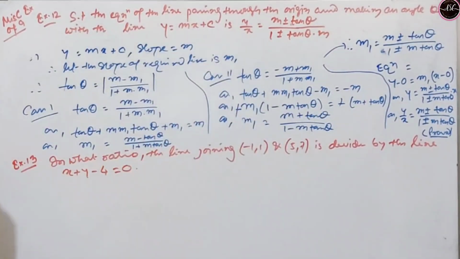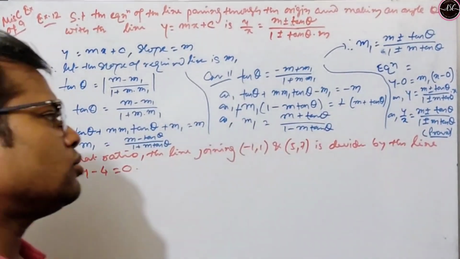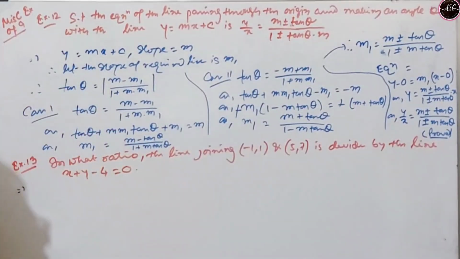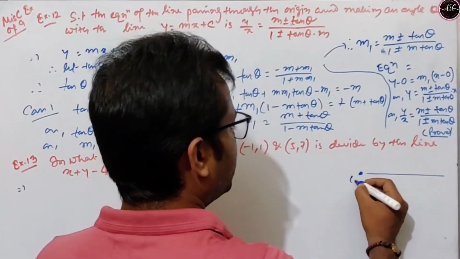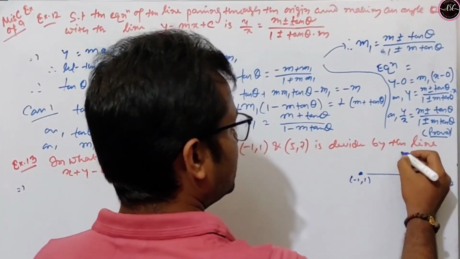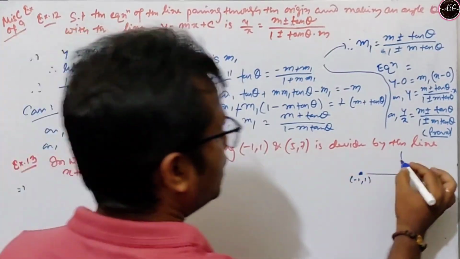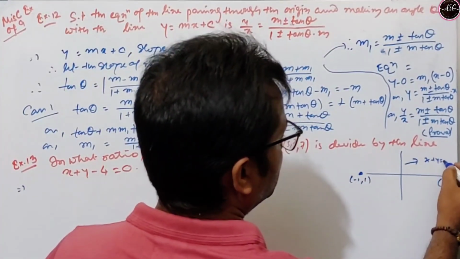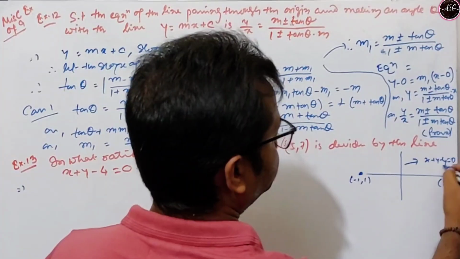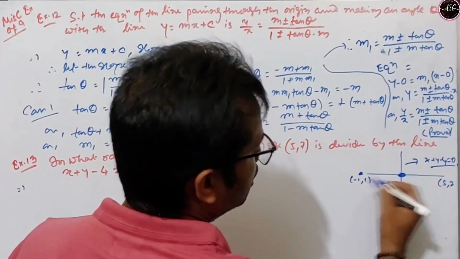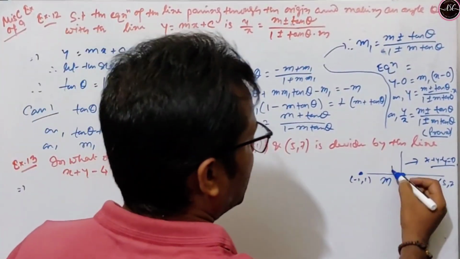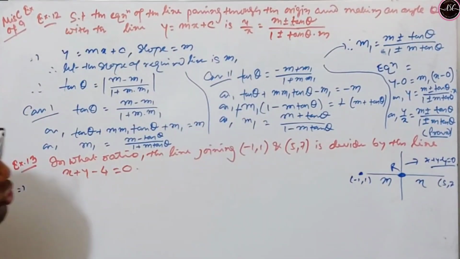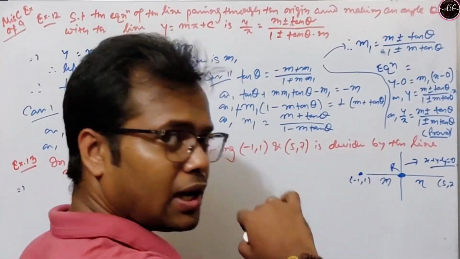Okay, now look at this question. In what ratio is the line joining (minus 1, 1) and (5, 7) divided by the line x plus y minus 4 equals 0? So just imagine this is the point (minus 1, 1) and this is (5, 7), and this is the line x plus y minus 4 equals 0. Let it divide internally in the ratio m is to n at the point R. If we find the point of intersection, that will be the coordinates of R.